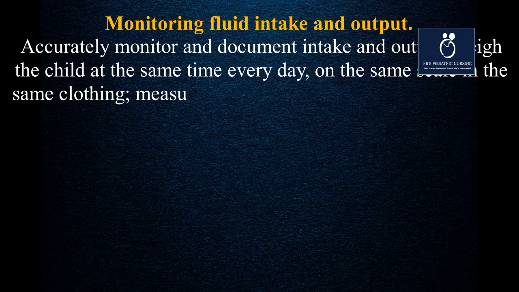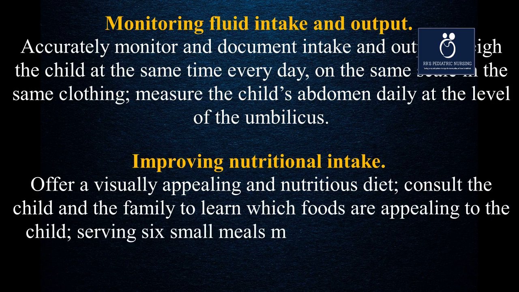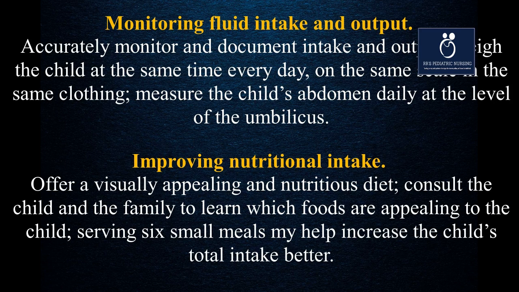Monitoring fluid intake and output. Accurately monitor and document intake and output. Weigh the child at the same time every day, on the same scale in the same clothing. Measure the child's abdomen daily at the level of the umbilicus. Improving nutritional intake. Offer a visually appealing and nutritious diet. Consult the child and the family to learn which foods are appealing to the child. Serving 6 small meals may help increase the child's total intake better.